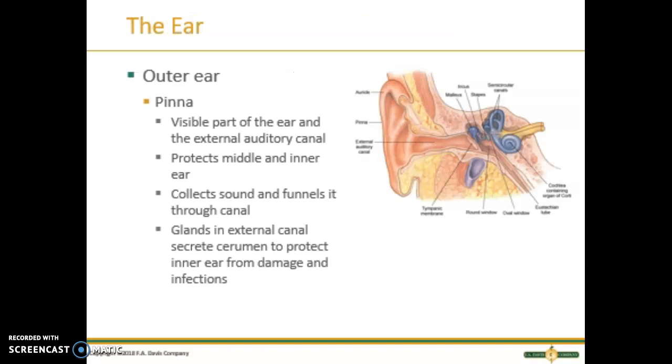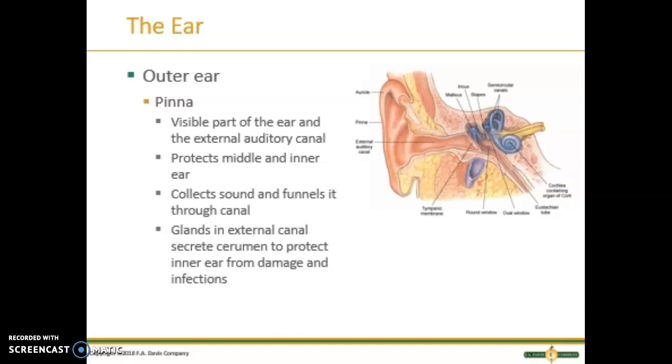Now we're going to move on to the ear. The ear is the part of the human body that detects sound from the environment and delivers it to the brain. It also plays a major role in maintaining our proper balance and position of the body. So the outer ear consists of the pinna, and this protects the middle and inner ear as well as collects sound and funnels it through the external auditory canal. The canal contains glands that secrete cerumen, which is earwax, to protect the inner ear from damage and infection.